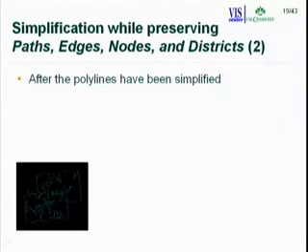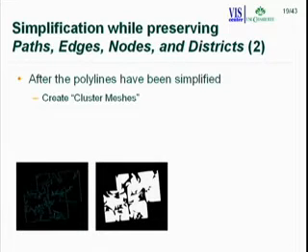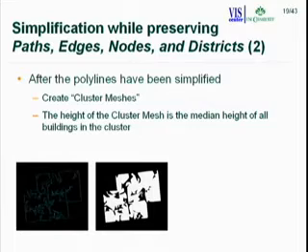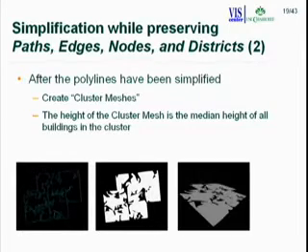Right. So once the polylines have been simplified, or once the merged hull has been simplified, we create what we call cluster meshes. These are nothing more than extrusions of the footprints, where we determine the height of this cluster mesh to be the median height of all the buildings in the cluster. This is what we mean by a cluster mesh.